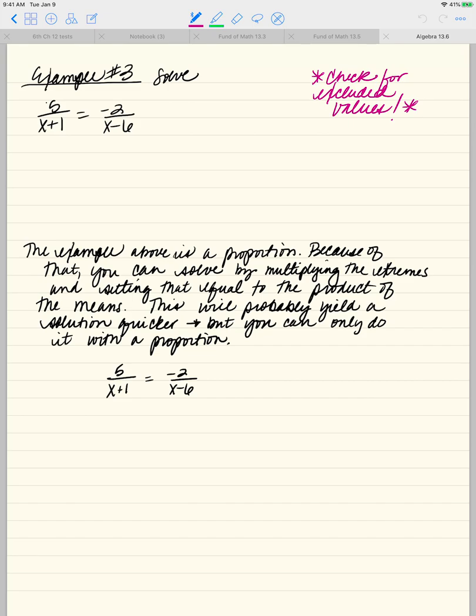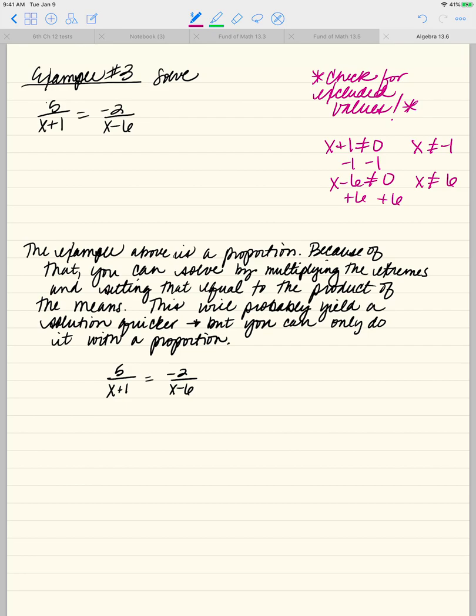What could be the potential pitfall here is if we end up with any values as we're solving for x that are excluded values. So what would our excluded values be for example number 3? Well, x plus 1 cannot equal 0 and x minus 6 cannot equal 0. So if we subtract 1 from both sides, x cannot be negative 1. And if we add 6 to both sides, x cannot be 6.